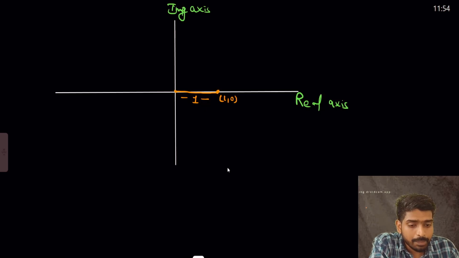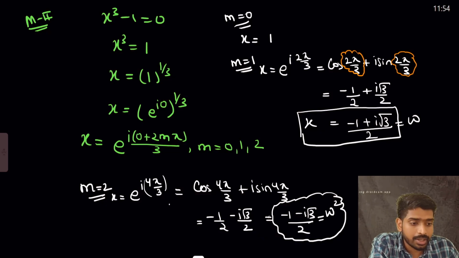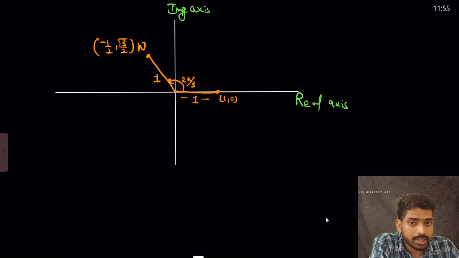Next, where does my complex number omega lie? What is the argument of the complex number omega? The argument of the complex number omega is 2 pi by 3, meaning 120 degree, and the magnitude is 1. It will lie in the second quadrant. The angle will be 2 pi by 3. Magnitude will be 1. My complex number, what is the coordinate? Real part is minus 1 by 2, and imaginary part is root 3 by 2.